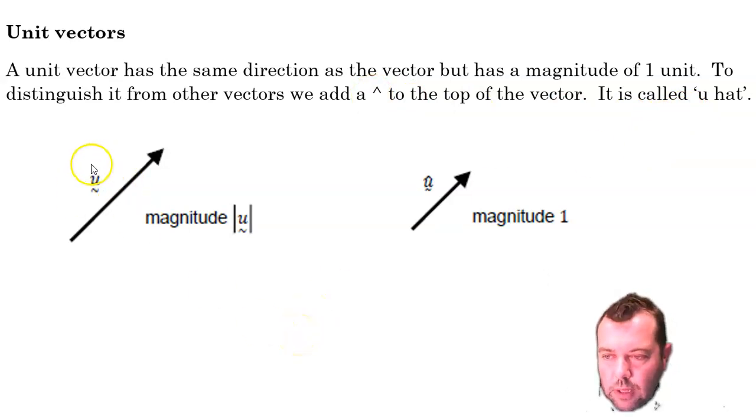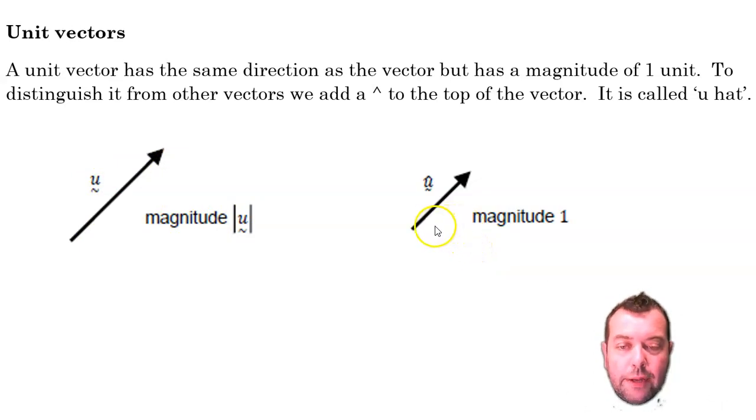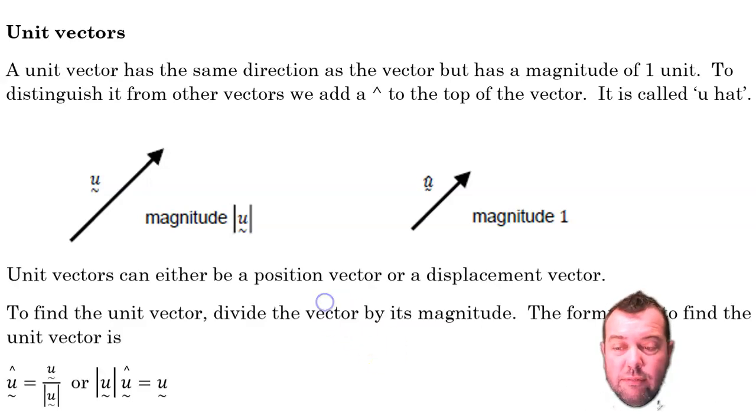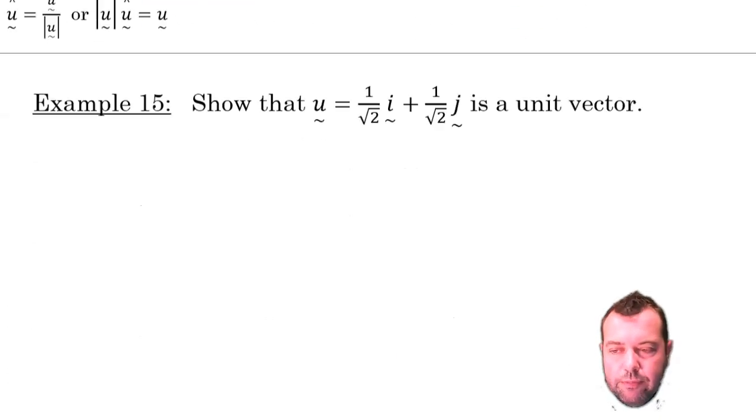Anyway, here we go. That's the vector u with a magnitude of, well, that. But the unit vector is just 1 unit long, same direction, but just a magnitude of 1. How do we find that? Well, we take our vector and we divide it by the magnitude, like this. So our unit vector u hat is our vector u over the magnitude of u.